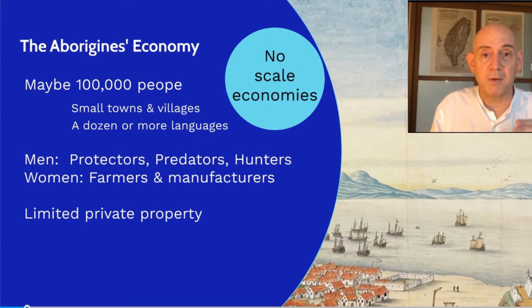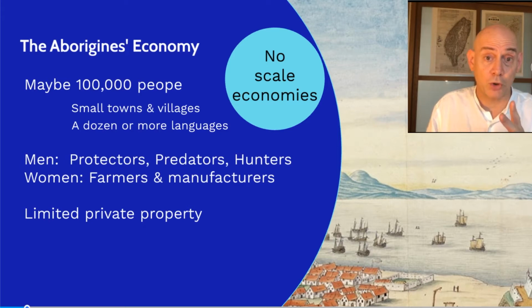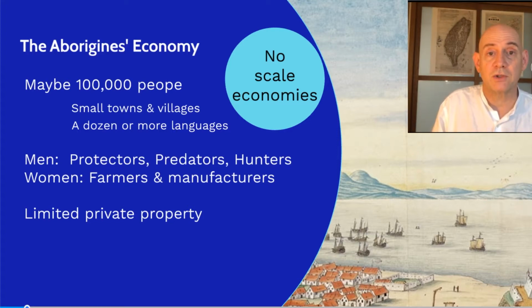Now, if you looked at the Aborigines economy at this time, what you find is that there's a division of labor between men and women. The men really aren't doing that much that's productive. They're the protectors and the predators. They protect their people. They also attack other people. During this period, the Aborigines were headhunters, and they were fighting over land and resources.